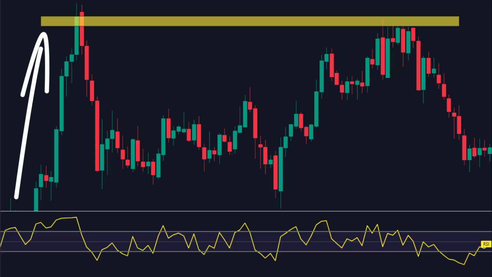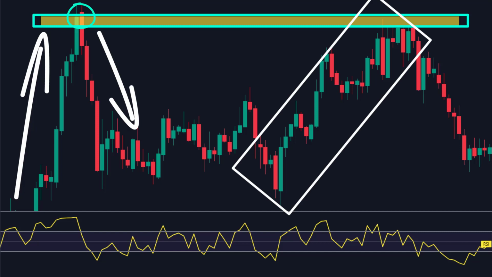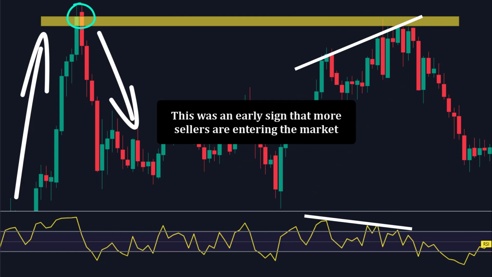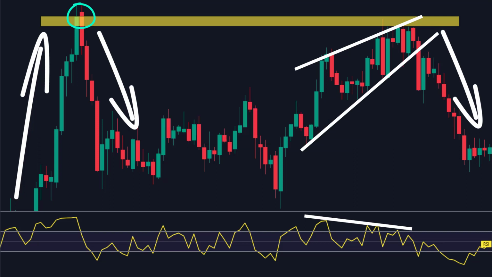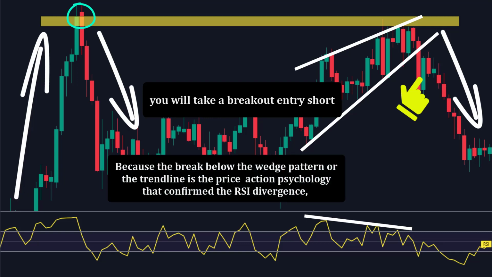Here you can see that as the price came up, it hit and reversed, giving you a key level of resistance. Then as the price approaches this level again, the RSI formed this divergence, which was an early sign that more sellers are entering the market, which later caused the price to reverse. To further confirm the reversal, you will put a trend line like this, forming this rising wedge. Then after the price broke below the trend line, you will take a breakout entry short, because the break below the wedge pattern or the trend line is the price action psychology that confirmed the RSI divergence and price continuation to the downside.